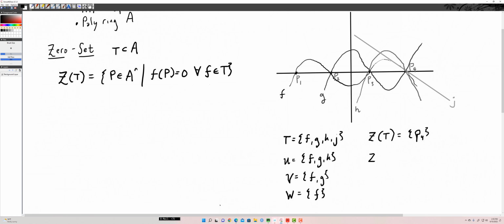Again, let's try U. Now I'm looking for common zeros between f, g, and h, right? Which points of P1, P2, P3, P4 are 0 for all of f, g, and h? Well, f has zeros at P1, P2, P3, P4, g has zeros at P2, P3, P4, and h has zeros at P3 and P4. So I have P3 and P4.